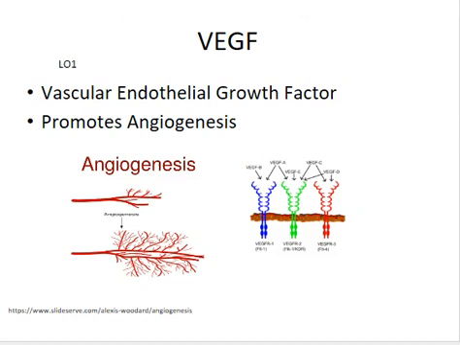VEGF stands for vascular endothelial growth factor, and it's the key promoter of angiogenesis. Angiogenesis, of course, is the sprouting of new blood vessels. This process is done by several receptors called the VEGF receptors, three of which are shown here. And what we're going to do is target these receptors to inhibit angiogenesis.